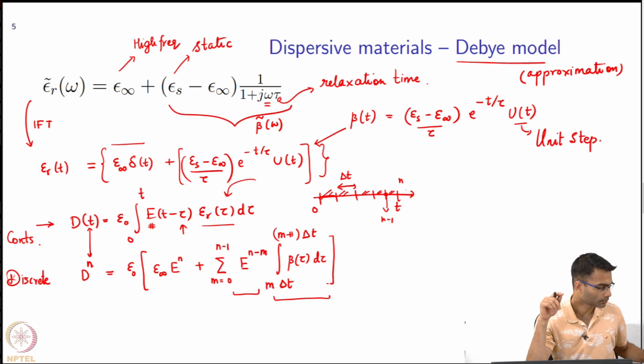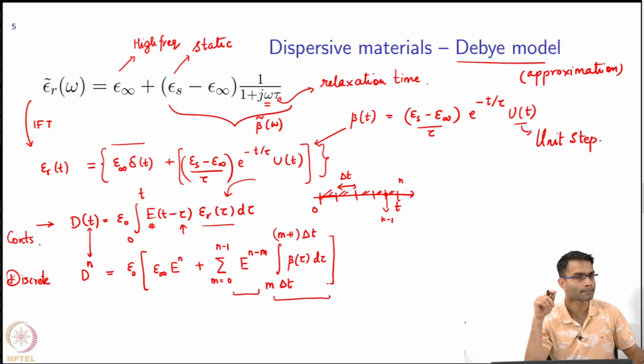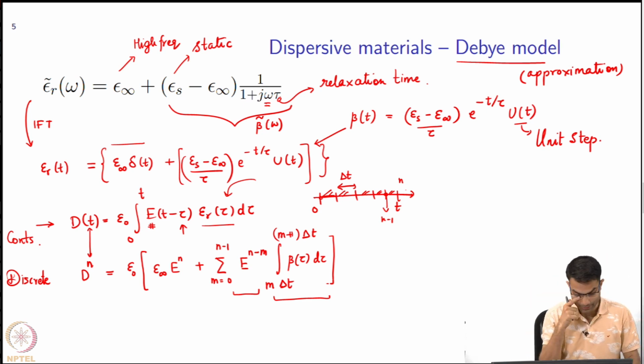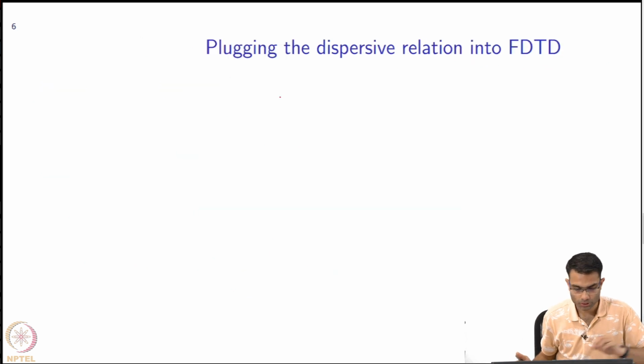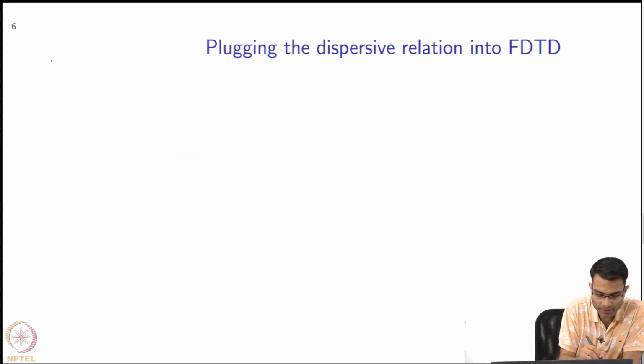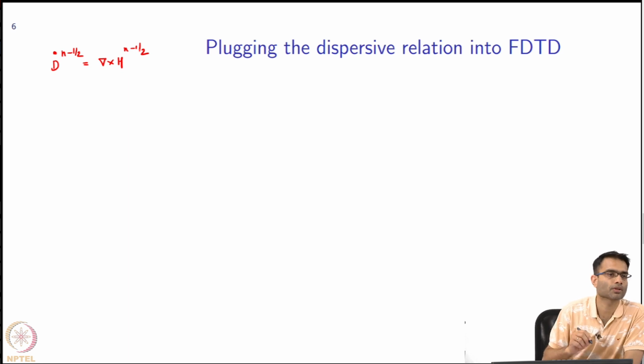So, should we proceed? Okay. Our next step is, we have got dn. The next step is going to be to put it into the update equation, right. That is the logical next step. So, what is our Maxwell's equation telling us? d dot of n minus half is equal to curl of h n minus half. I am assuming there is no current, otherwise there will be one more current term over here.